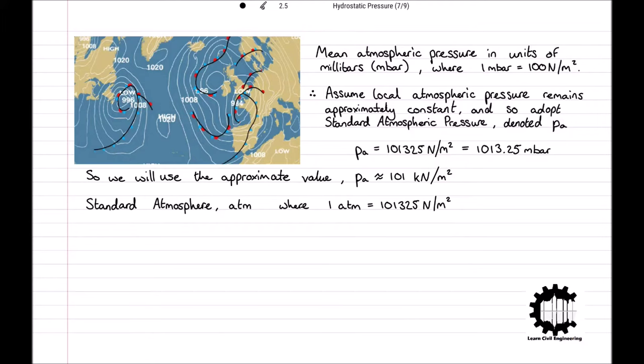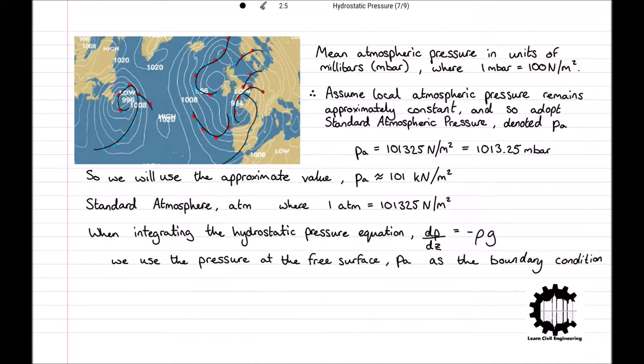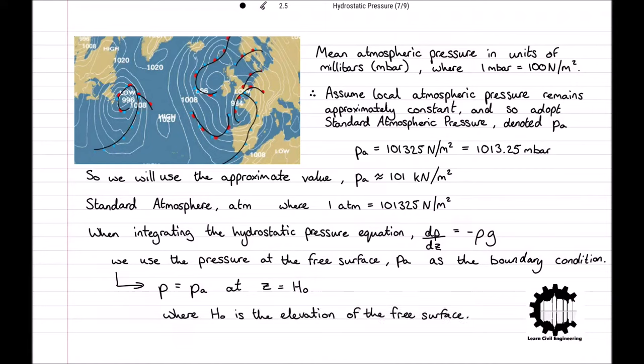For bodies of liquid with a free surface that is exposed to the atmosphere, when integrating the hydrostatic pressure equation, dP by dz equals minus rho g, as defined in the previous video, under these conditions, we use the pressure at the free surface, PA, as our boundary condition. That is, we use P equals PA at z equals H naught, where H naught is the elevation of the free surface. We will see how this is applied in the following example.